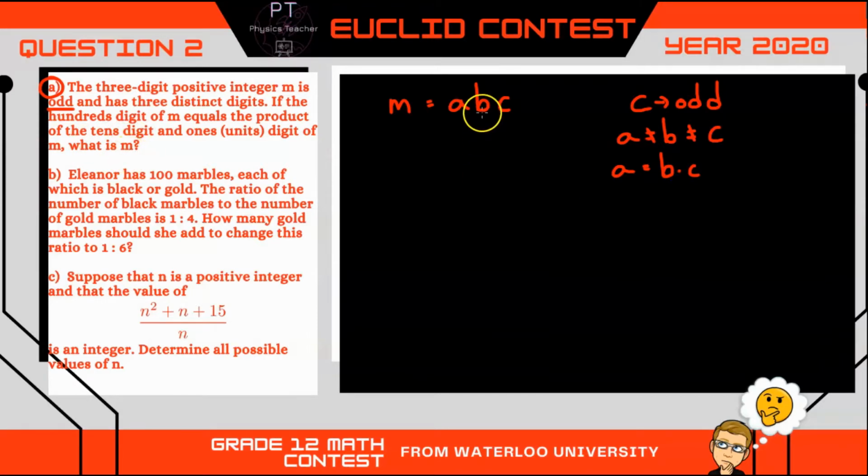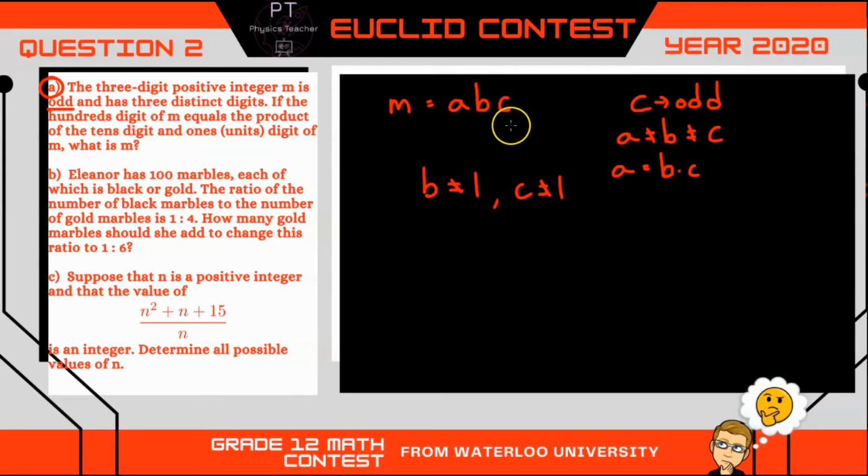Well, since this is a 3-digit integer, we know that a cannot be greater than 9. And therefore, b and c must multiply to give a number that's not greater than 9. So let's start small. First, we also know that b cannot equal 1. Similarly, c cannot equal 1. And the reason for that is, if either b or c were 1, multiplied by the other digit would give you a digit a, which is the same as either b or c.